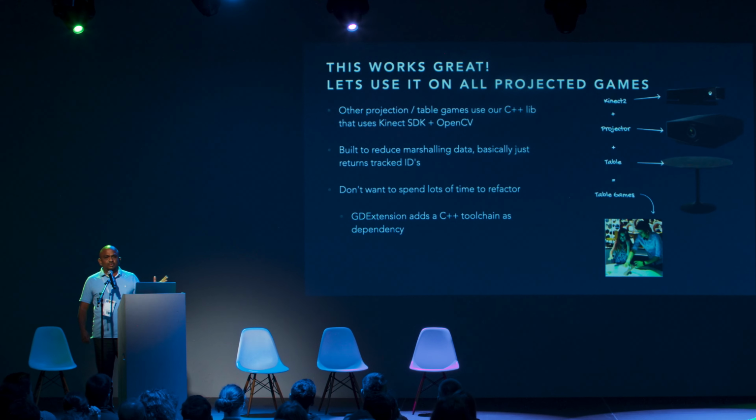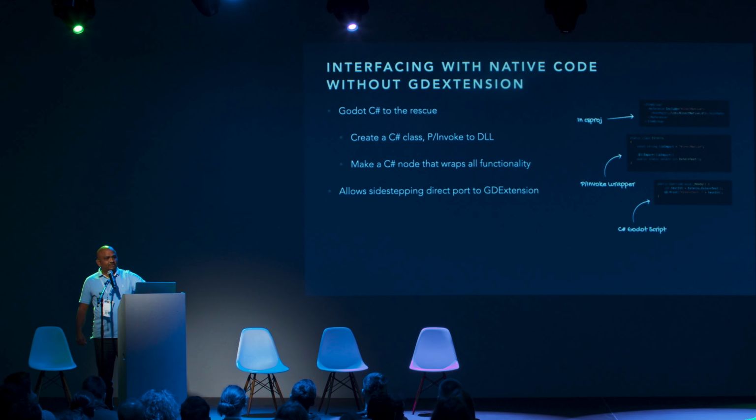So we decided to move all of our future games to the engine, which meant porting our Kinect stack, the projector stack, and various other things. And we did not want to add a GDExtension because that adds a C++ toolchain, which we did not want. So we found a really nice little hack using C#, using P/Invoke, so you can talk to a native DLL, and then expose the necessary bits to GDExtension.